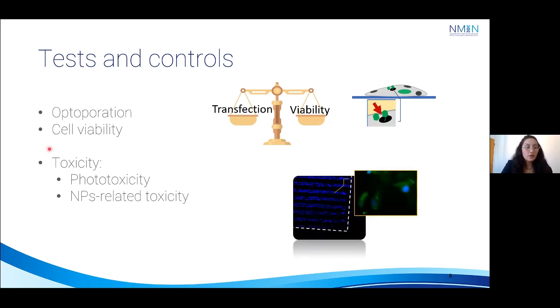On the other side, we are also doing some sort of toxicity tests that are related with the laser and also with the nanoparticles. The main idea is that we are testing the two tools separately so that we prove that none of them are causing any effect alone. But when we combine them, we are achieving this effect that is the optoporation and subsequently the transfection.